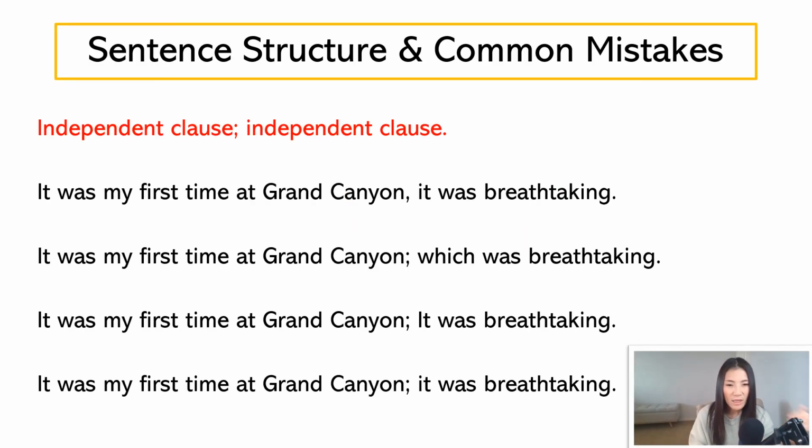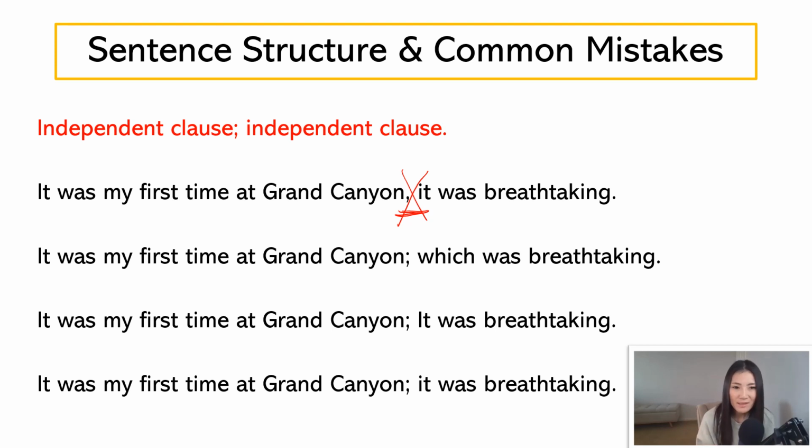Here I wanted to talk about some common mistakes. The first sentence says, "It was my first time at Grand Canyon, it was breathtaking." Again, I touched on this, but you cannot have a comma between two independent clauses. There are many ways to fix this sentence, but this is not it, right? So we just cannot have a comma over here.